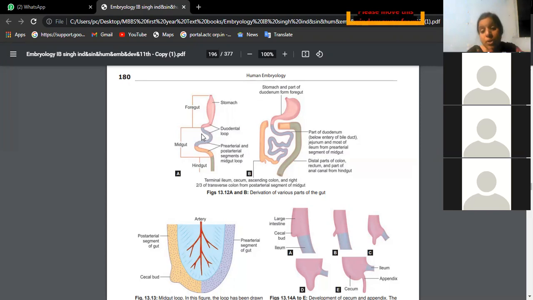Because this is rotation of the gut, you should be very careful. One of you talk to me. Rohita, keep talking to me. Okay, see here, we have the midgut loop. There is one artery here, the superior mesenteric artery. Above that artery, what do you call it? Kirti? Pre-arterial segment. Very good. Below the artery? Post-arterial segment of the midgut loop. Very good. Now, this midgut will start rotating, which is called midgut rotation.